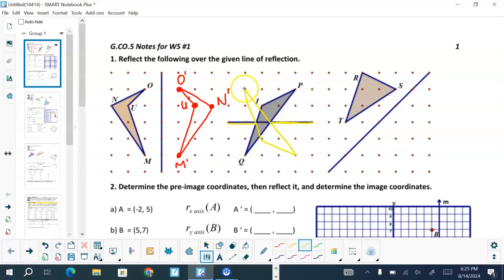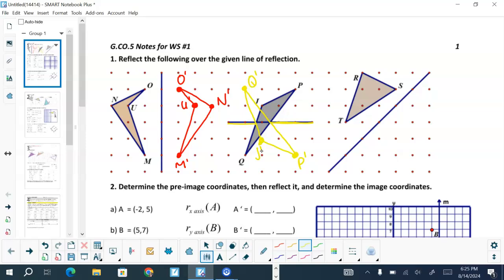So grabbing here my pen again. This one was your Q, so we would label that Q prime. Down here was your P, so there's P prime. And right here is your J, so that's J prime.